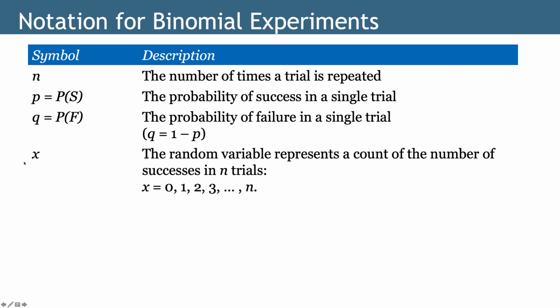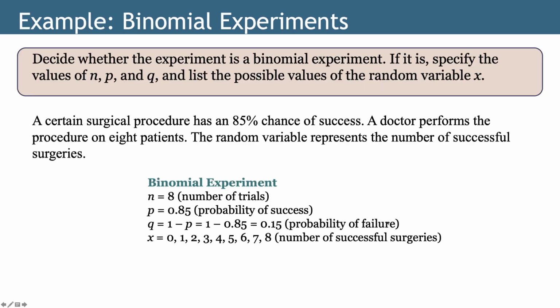Because you either have a success or you don't. And then x is your random variable. It's the number of possible successes. So if I have n trials, if I try something n times, I could have 0 successes, 1 success, 2 successes, 3 successes, all the way up to n number of successes. So, for example, here we go.